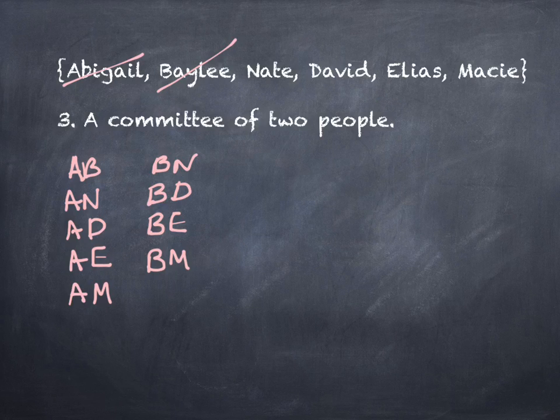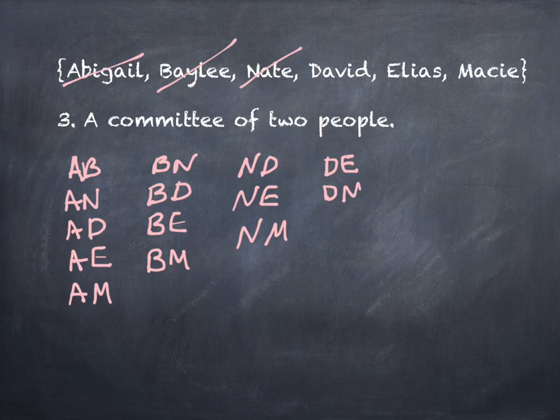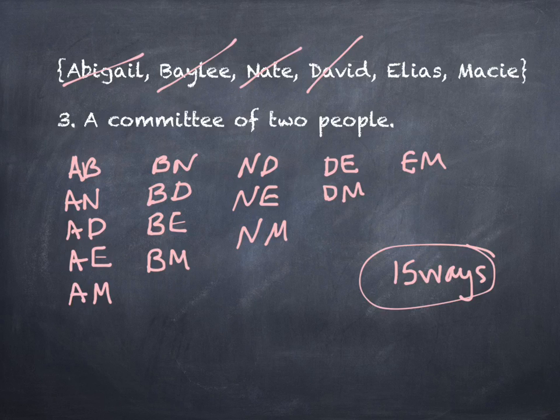So how about we do Nate next? Who else could Nate be joined with? You see he's already with Abby on the first list. He's with Bailey on the second list. Who else can he be with? David or Elias or Macy. Again, 1 fewer than the list before, right? Because I don't include Abby, I don't include Bailey. I'm done with Nate. Now I need David and Elias or David and Macy. Done with David, and there's 1 left. Elias and Macy. How many do I have? 15. Okay, are we good?